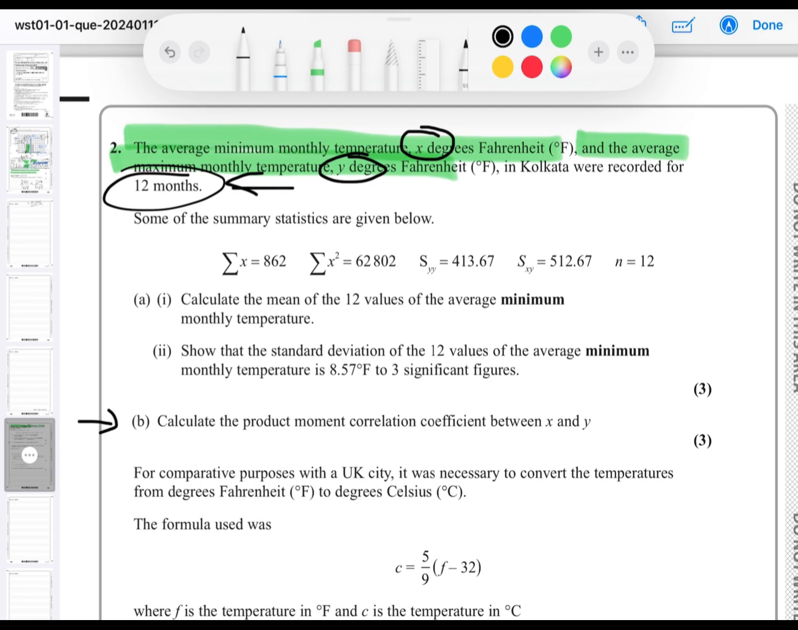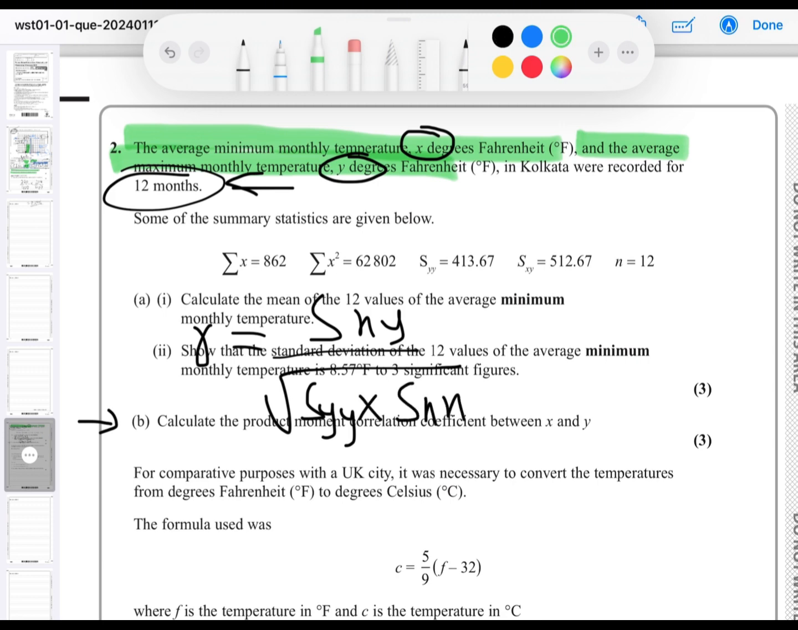In the next part, they are asking to calculate the product moment correlation coefficient between x and y. The formula for this is r equals Sxy upon the root of Syy into Sxx. Here we have some of these, but one is missing. So now we have to find Sxx first.